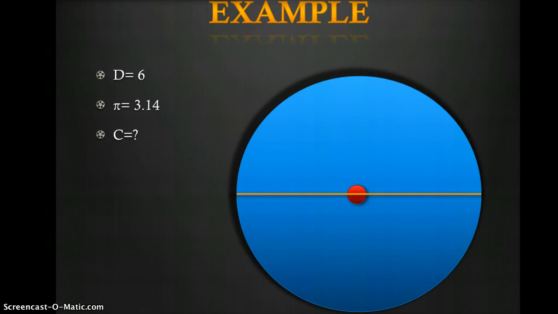An example is shown here. We are given the diameter, which is 6, and pi, which is 3.14, and are asked to find the circumference of the circle. If we use formula 1, pi times diameter, we can substitute in our numbers to get 3.14 times 6, which equals 18.84. Therefore, we have found that the circumference of this circle is 18.84. This concludes the lesson on how to find the circumference of a circle.